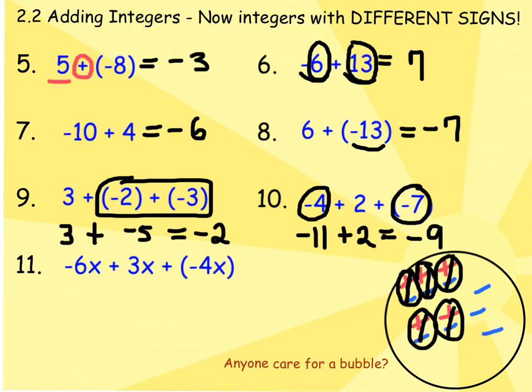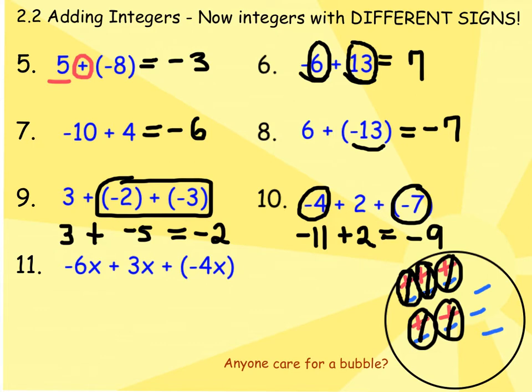Okay, now the last question, number 11. Something different with number 11 is that they all have an x attached to them. So these are not just integers, they're actually called terms because they have a number and a variable with them. However, we combine them the same way as regular integers, and we look to make sure that they have the same exact variables. So if you notice, the -6 has an x, the 3 has an x, and the -4 has an x. So that means we can add these 3 integers together, and then we're going to end up with an x in our answer.